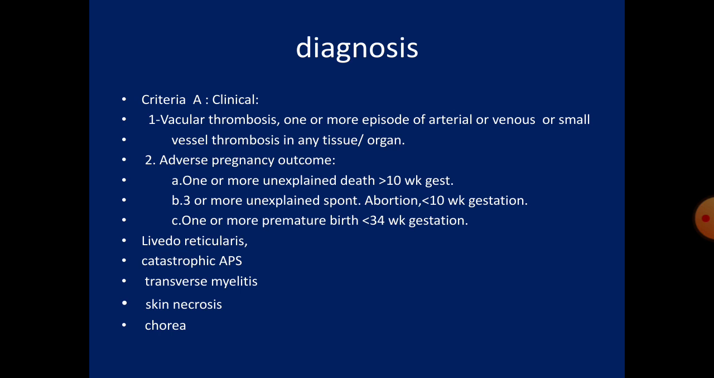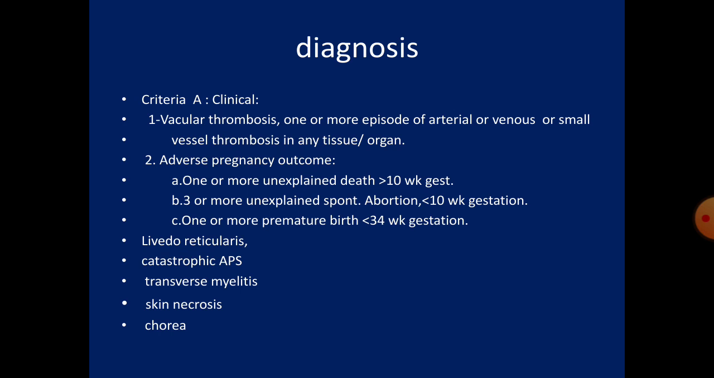So how do we diagnose these patients with antiphospholipid syndrome? We need to have clinical criteria in addition to lab criteria. Clinically, these patients either present with vascular thrombosis, whether arterial, venous, or small vessel thrombosis, or with an adverse pregnancy outcome, especially during pregnancy, to make the diagnosis of antiphospholipid syndrome.